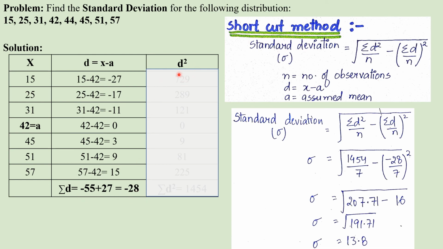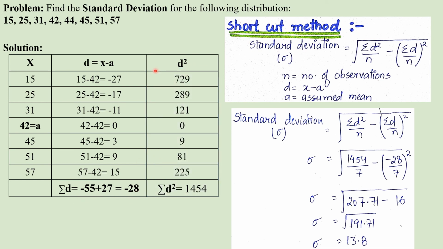Now find out d square. So minus 27 into minus 27 is 729. Minus 17 into minus 17 is 289. Minus 11 into minus 11 is 121. 0 into 0 is 0. 3 into 3 is 9. 9 into 9 is 81. 15 into 15 is 225.